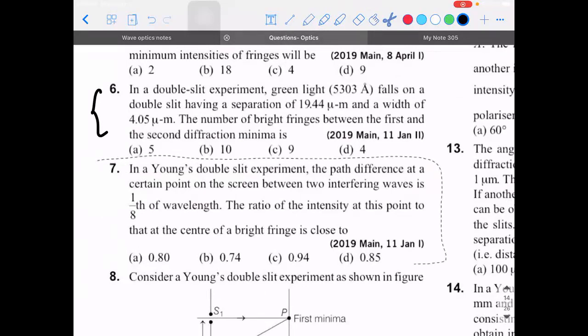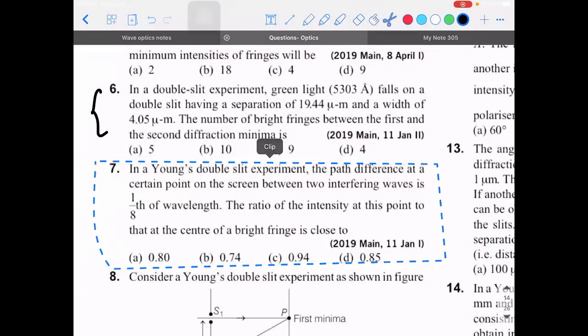Then do the 7th one. So let's practice a few interference problems.